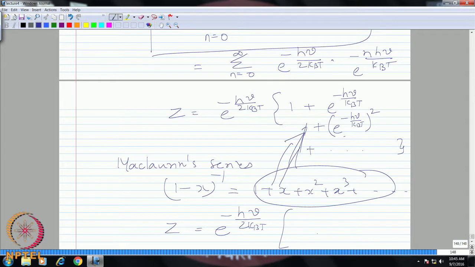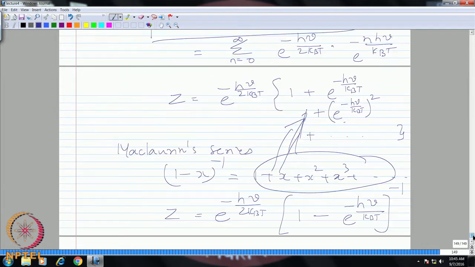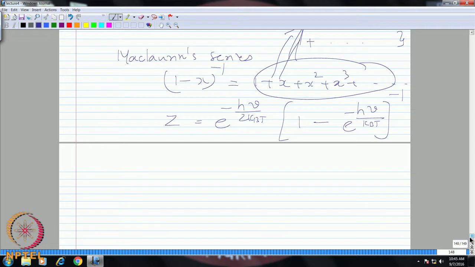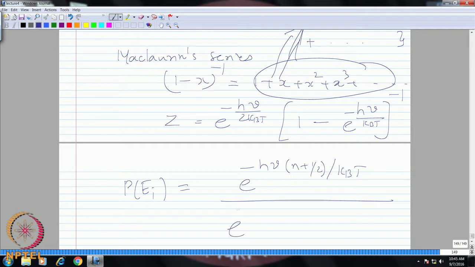So, therefore, we can replace this with 1 minus, where x will stand for e power minus h nu by k b t. So, e power minus h nu by k b t, the whole inverse. This is the way we can evaluate this summation. Now you have the partition function. Therefore, p e of I will be e power minus h nu into (n plus half) by k b t divided by the partition function.